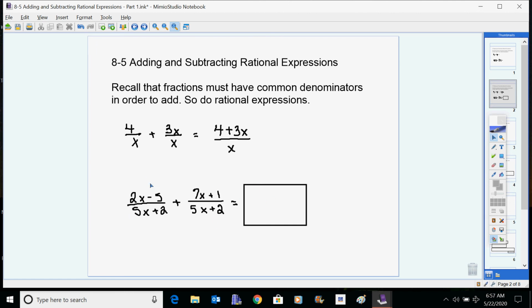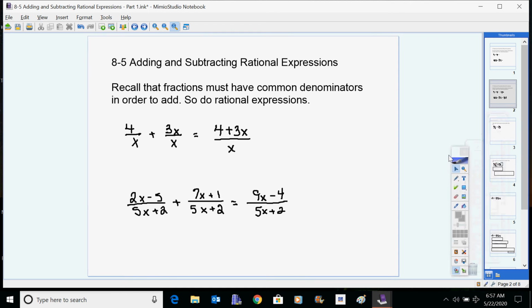Here we have the common denominators. So when we put the numerators together because they're added, you do look for like terms. The 2x and the 7x can go together, and the -5 and the 1 can go together. So the numerator is 9x minus 4, and the denominator stays 5x plus 2, just like you do with regular normal fractions when you have common denominators. So that's pretty nice. When you see the common denominators, just do what you always do.